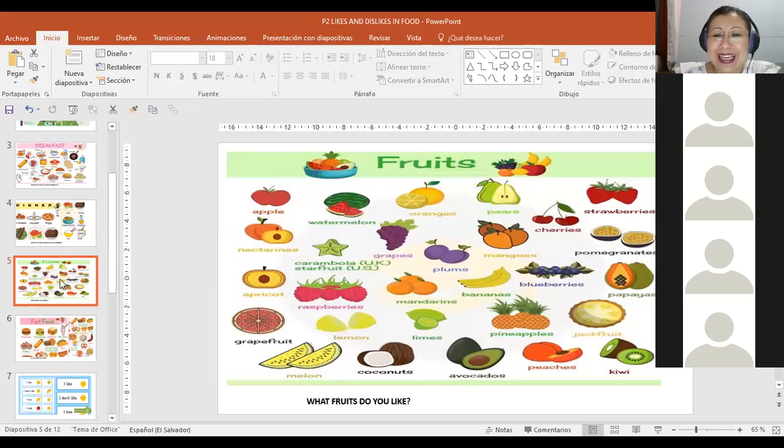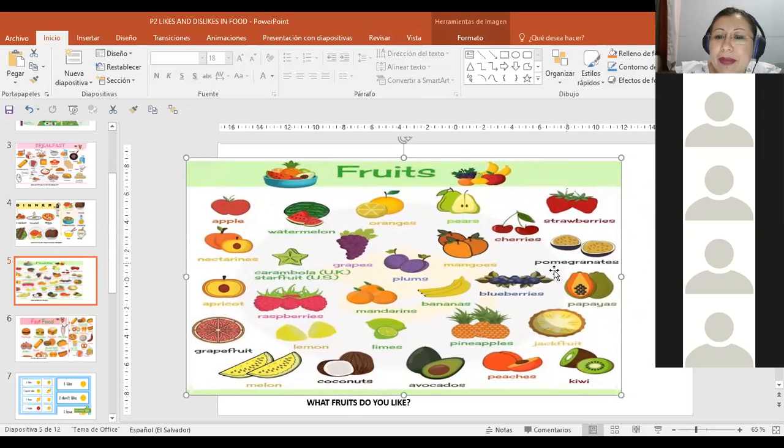Okay, very good. Let's repeat the fruits. Okay, apple. Watermelon. Oranges. Pears. Strawberries. Nectarines. Carambola. Grapes. Plums. Mangoes. Cherries.